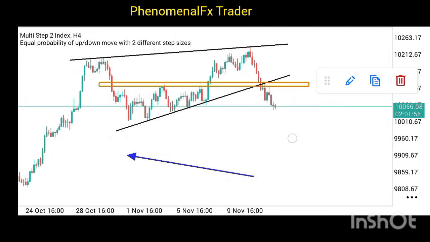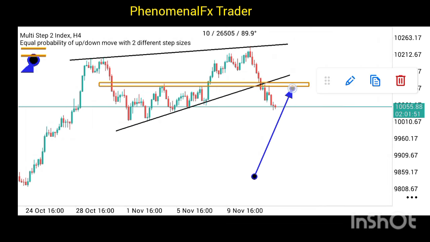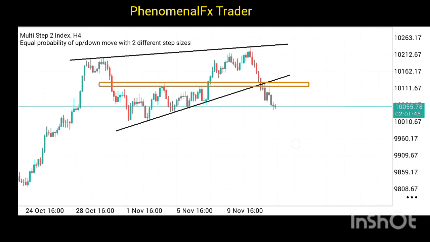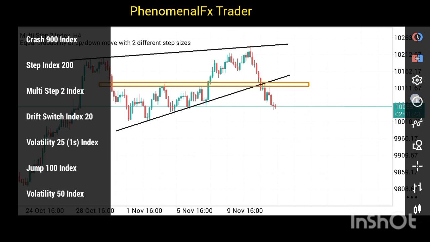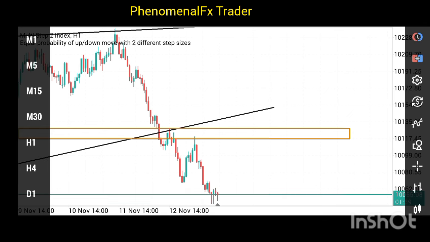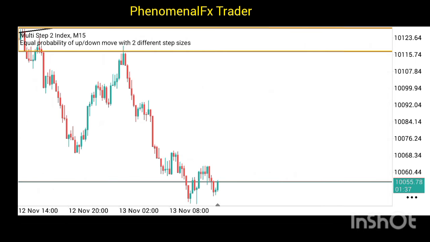So what we are expecting now is a pullback to a strong zone like this before we think of taking some sales. Based on what I can see on this 4-hourly time frame, by the time we go to a much lower time frame, we will spot something that looks like a retracement, like the market wants to start buying.